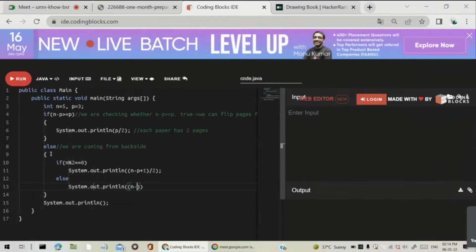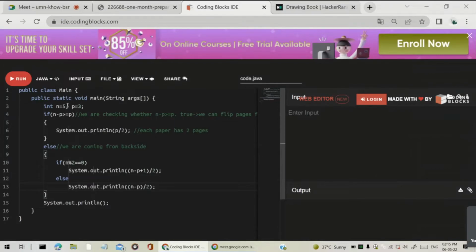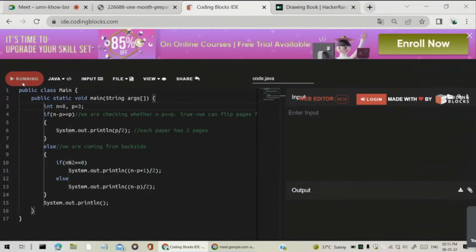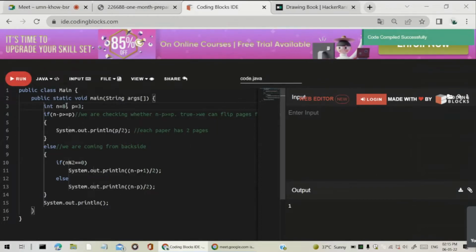Suppose if we take 6, okay, 6 pages. Suppose 6 minus 3, how much is it? 3. Okay, so actually we'll take 7. Can you take 7, Surya? And can you go through the 8, 8? Can you take 8? Even number. And so page should be 1.